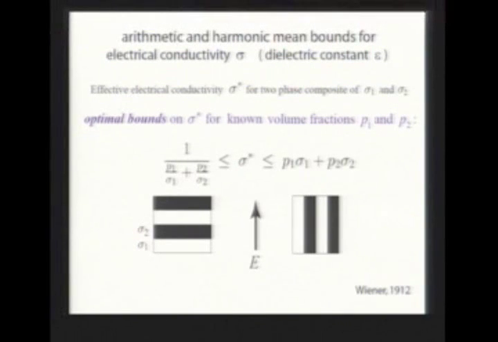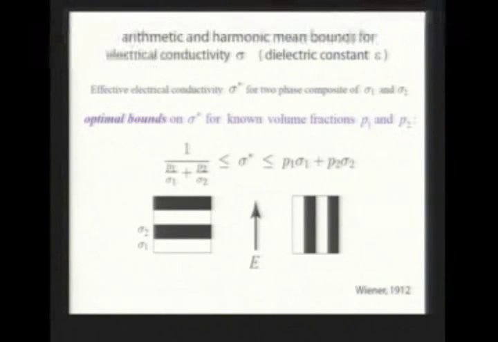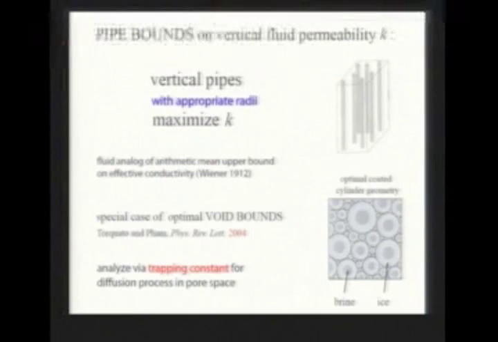These are optimal bounds in the sense that if the electric field is in the vertical direction, this one achieves the upper arithmetic bound. That one, perpendicular, achieves the lower harmonic mean bound. This was first found by Wiener about 100 years ago, and we wanted to do an analog for fluid transport like this.